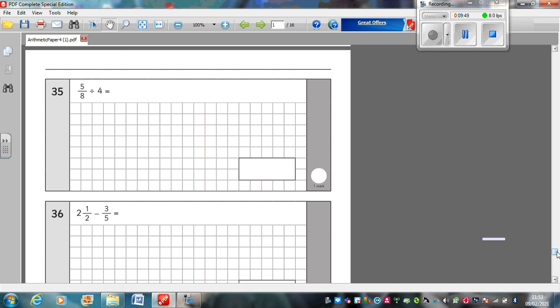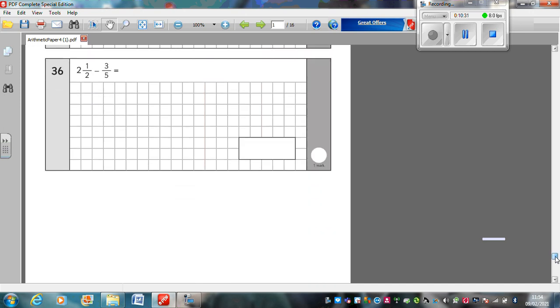And I think this is finally question 36. 2.5 take away 3/5. You're going to need to do something with those denominators, turn them into a number that 5 goes into and that 10 goes into. Once you've done that, you've worked out what your fractions are going to be, you could then decide whether or not you need to turn this 2 into an improper fraction or whether you can leave it as it is. All depends on whether you work out whether 3/5 is bigger than a half or smaller than a half.